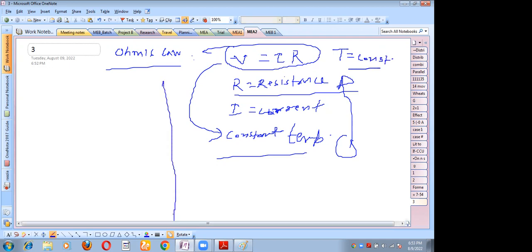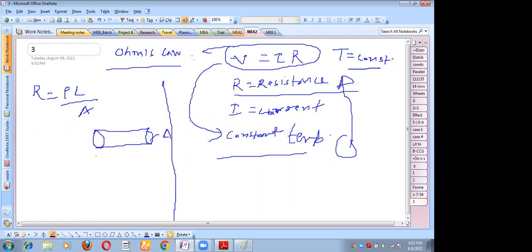What is R? We know that resistance is also given by rho L by A. If there is a metal having cross-sectional area A and its length is L and material resistivity is rho, then its resistance is given by rho L by A, right? So it depends upon geometry as well as material.